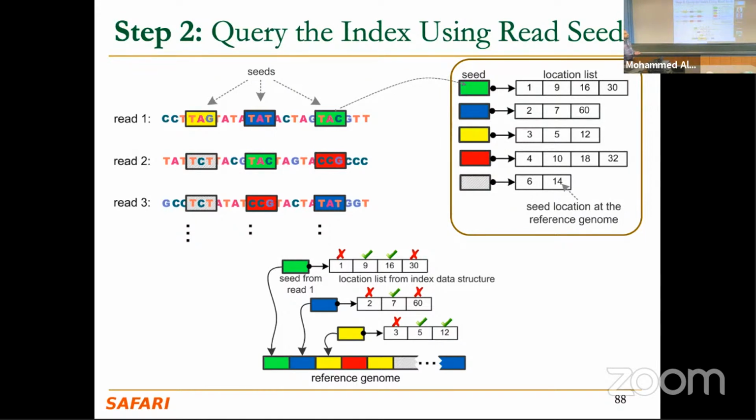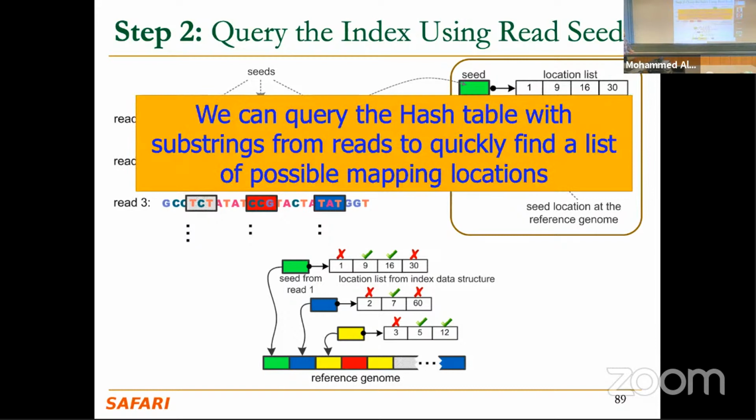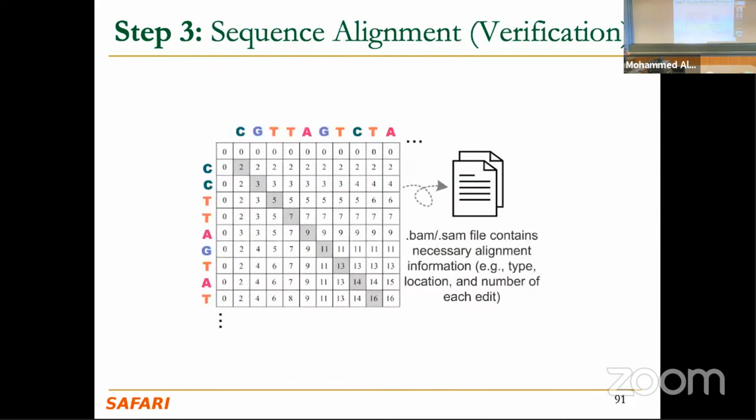So we start with location 5 in the reference genome, and we fetch the next 100 characters, for example, if the read length is 100. If the read length is a million, we fetch starting from location 5 all the way to a million plus 5 minus 1. And then we do what we call sequence alignment or verification step.